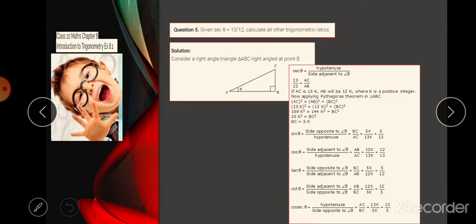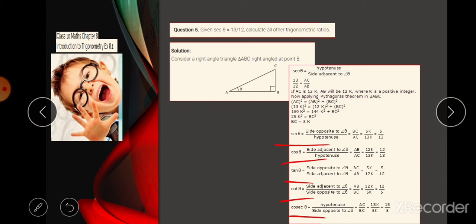Now we'll go for the next one: given secant theta equal to 13 by 12. In the same way, find the other trigonometric ratios. So secant is given, and we have totally 6 ratios. The remaining ones are sine, cos, tan, cot, and cosecant.